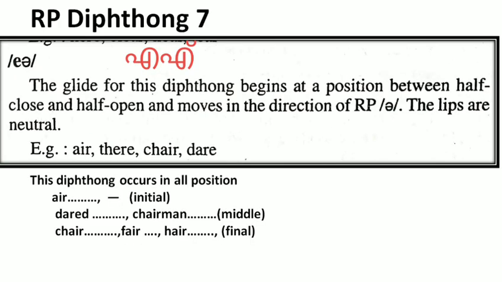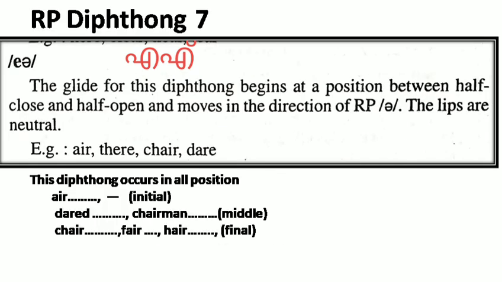RP diphthong number 7. The glide for this diphthong begins at a position between half closed and half open and moves in the direction of RP in English. The lips are neutral, means unrounded. In air, chair, dire, likewise. This diphthong occurs in all positions in English. In air, initial, dire, chairman, middle position, chair, fair, hair, final position.